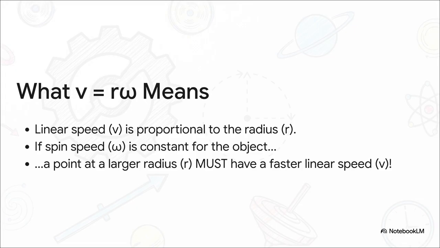It says that linear speed, v, is directly proportional to the radius, r. So think about it. We already know the spin speed, omega, is the same for the whole CD. That means if you have a point with a bigger radius, like way out on the edge, it must have a faster linear speed than a point with a tiny radius near the center. It's not magic, it's just what the math demands.